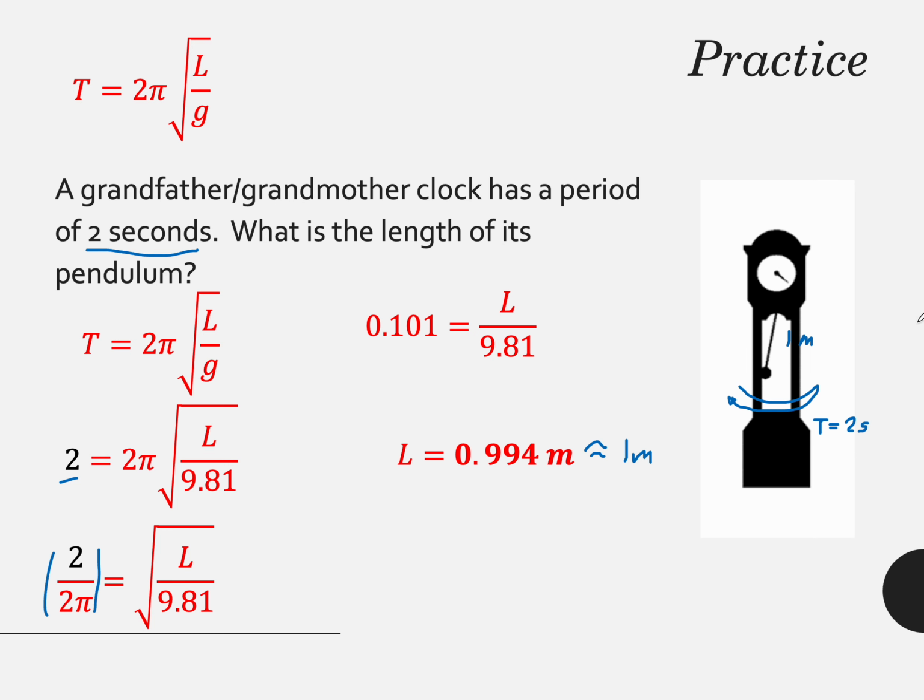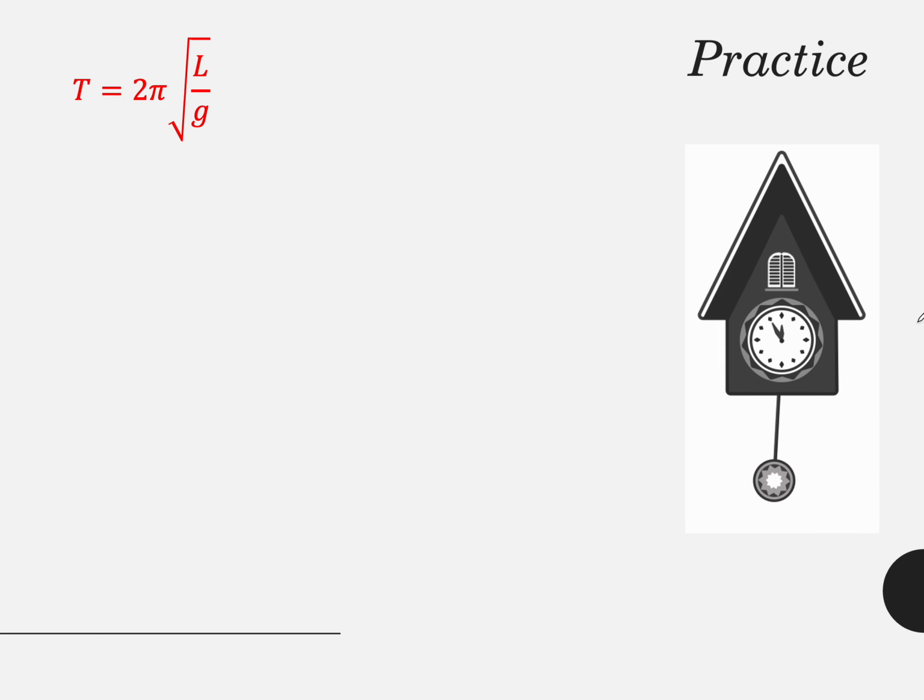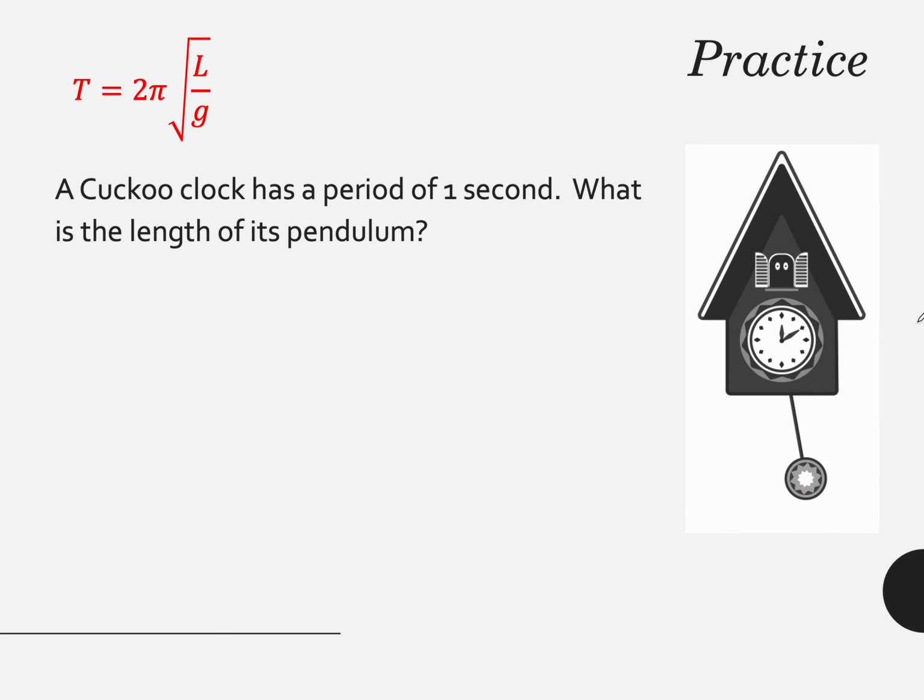At this point, some of you are saying, well, wait a second. We've got a clock on our wall that the pendulum is definitely not 1 meter long. Yeah, cuckoo clocks. They actually have a period of about 1 second. They have a much shorter pendulum. So there and back only takes 1 second. So a half a second each way. So a half a second over, a half a second back.